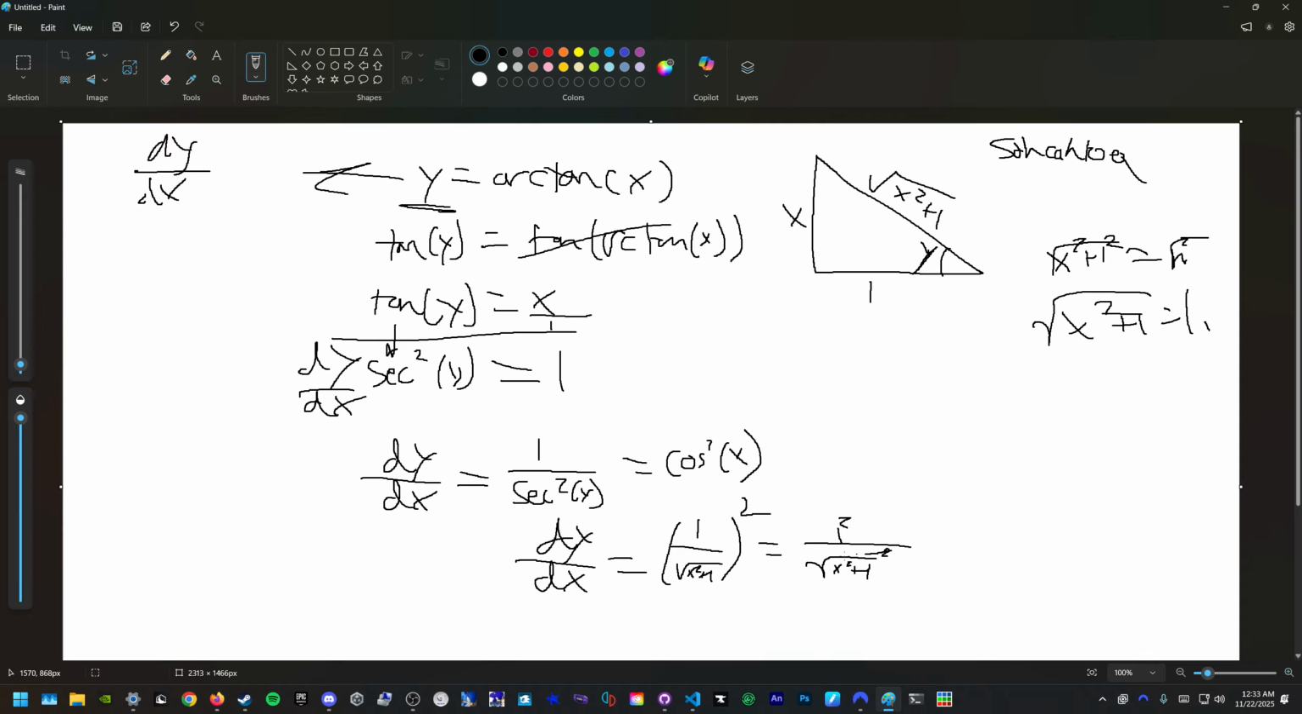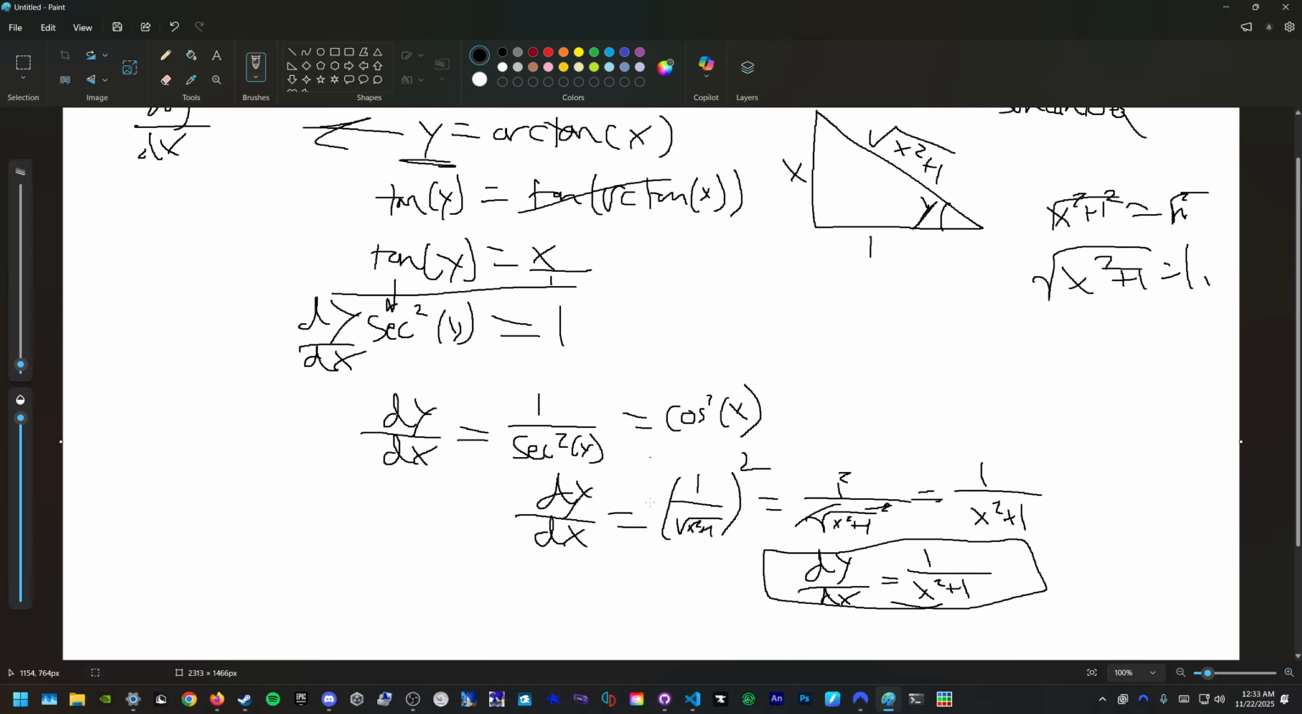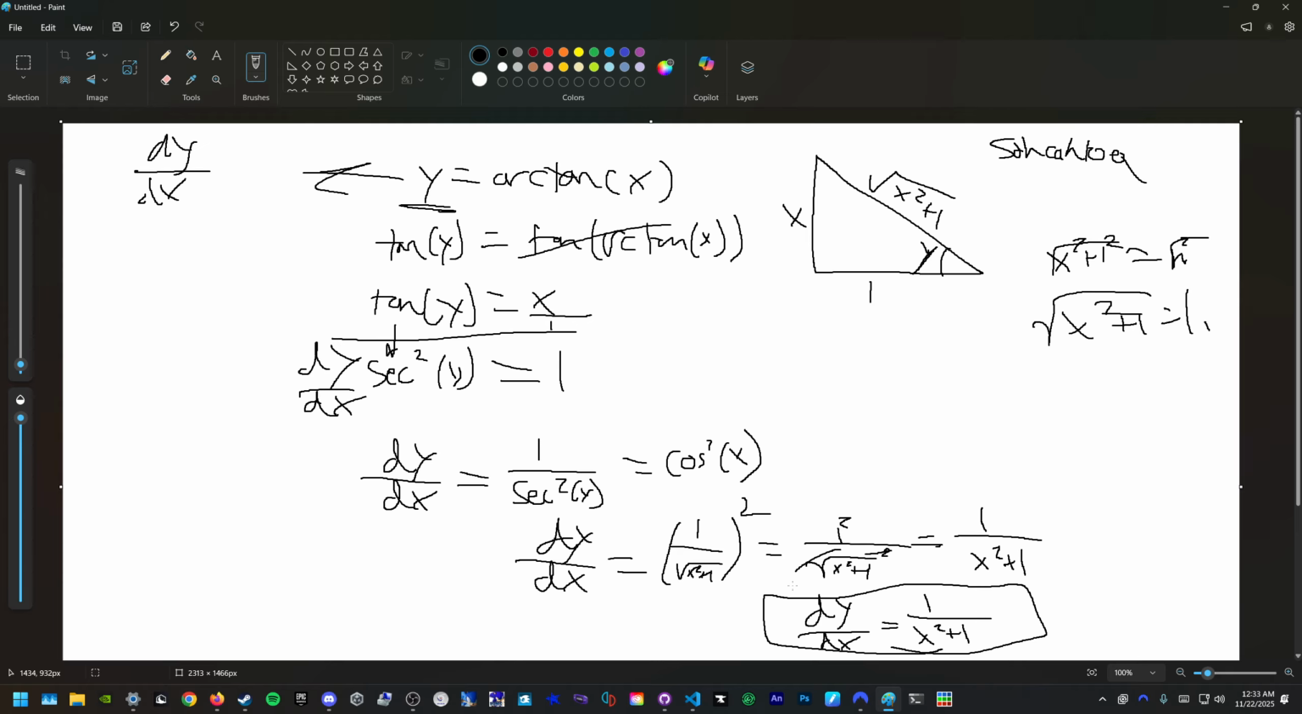And the square root of the square, since the square root is the power of 1/2 and you just multiply powers, will cancel into 1. So we have 1 over x squared plus 1. And so we know that the derivative of y equals arctangent x is equal to 1 over x squared plus 1. All we had to use was some trig substitution and implicit differentiation. So that's how you find the derivative of arctangent.